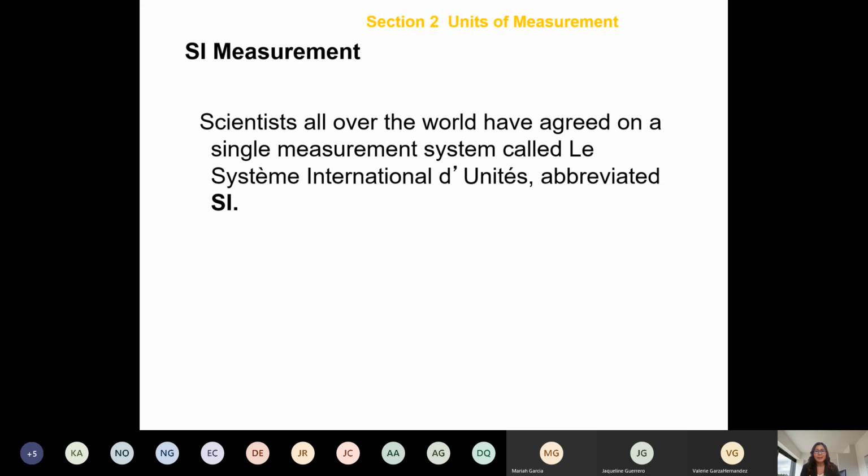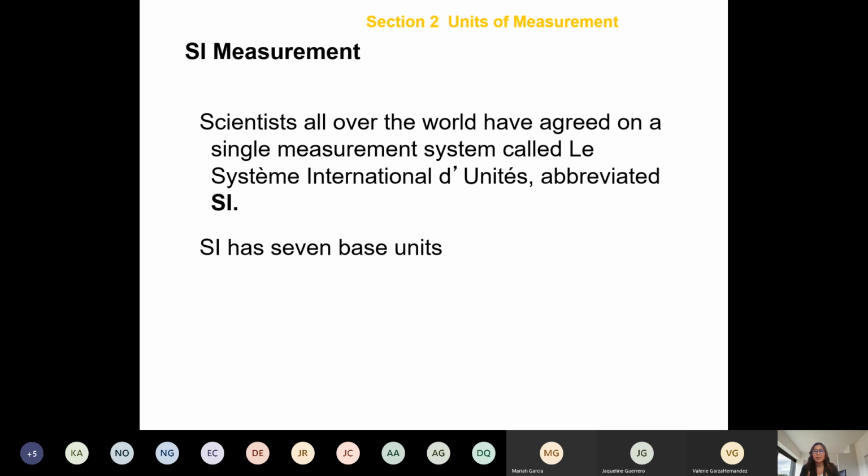So basically, scientists, when we're conducting investigations, we want to be speaking the same language in terms of our math. So we want to be using the same units. That way, everyone around the world can compare them and can get similar results. So for that reason, this was created. And again, it's called the International System of Units.